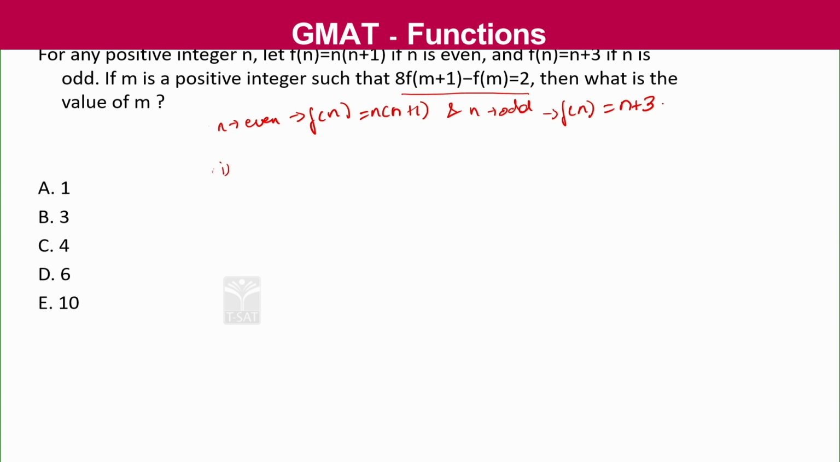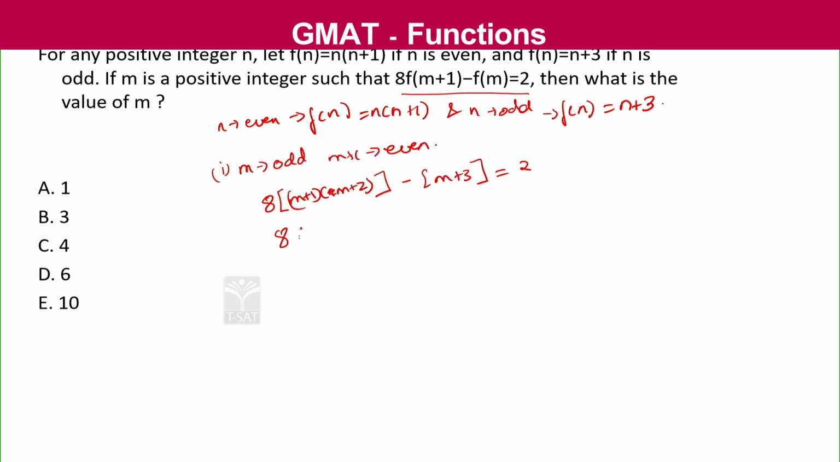First case is when m is odd. If m is odd, then m + 1 will be even. Now, let's check. You have 8f(m + 1), and m + 1 is even, that's why you will have it as (m + 1)(m + 2), minus f(m), and m is odd, so you have this as m + 3. When it is odd, it is m + 3, which is equal to 2.